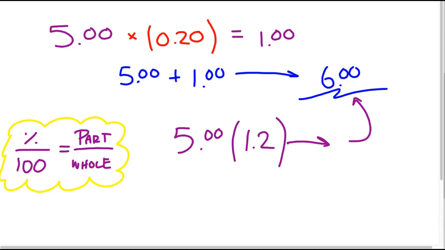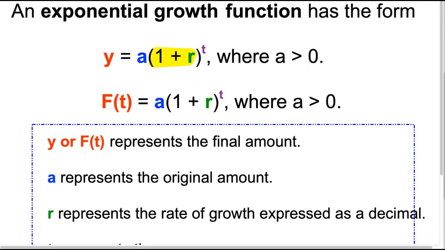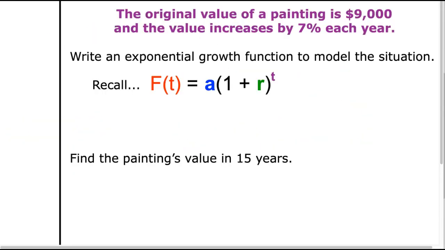Okay, so that is why when we go back to the page that we were just on, for growth, we're going to take 1 plus the rate, and that is going to be the growth factor in our function. All right, so terms here: A is the original amount of whatever you have, T is the time frame, it could be years, days, weeks, minutes, seconds, whatever, and then the rate is going to be your growth rate as a decimal.